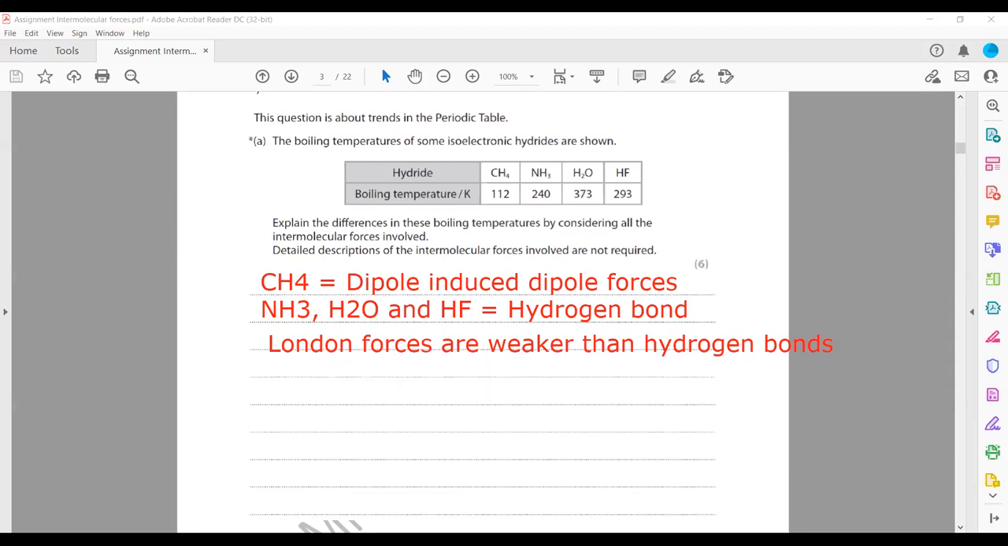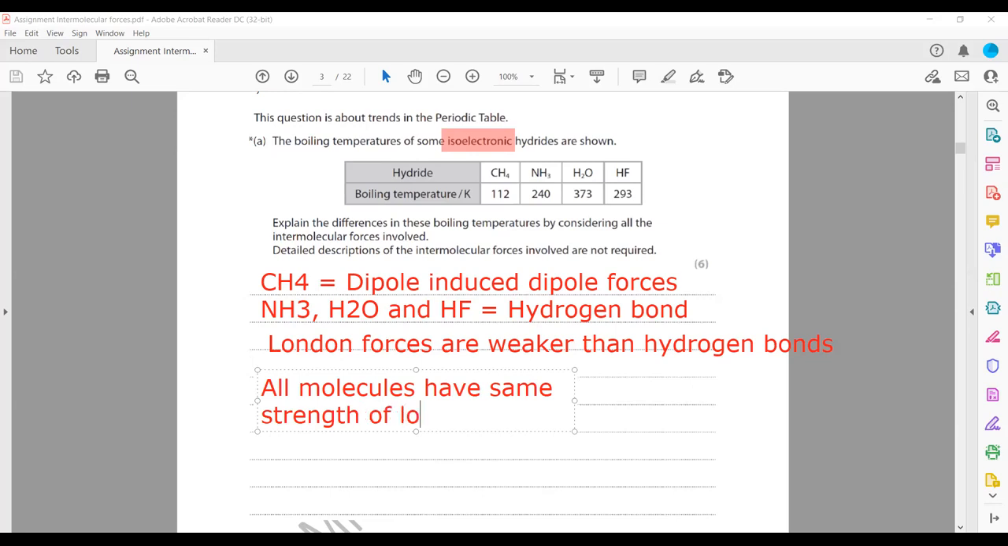Then when we compare, because if you read the question, they mention they all are isoelectronic, which means they have the same number of electrons. And as I mentioned yesterday, this dipole induced dipole force is always there. Strength varies depending on the number of electrons. So as they are isoelectronic, you will mention that all the molecules have the same strength of London forces.